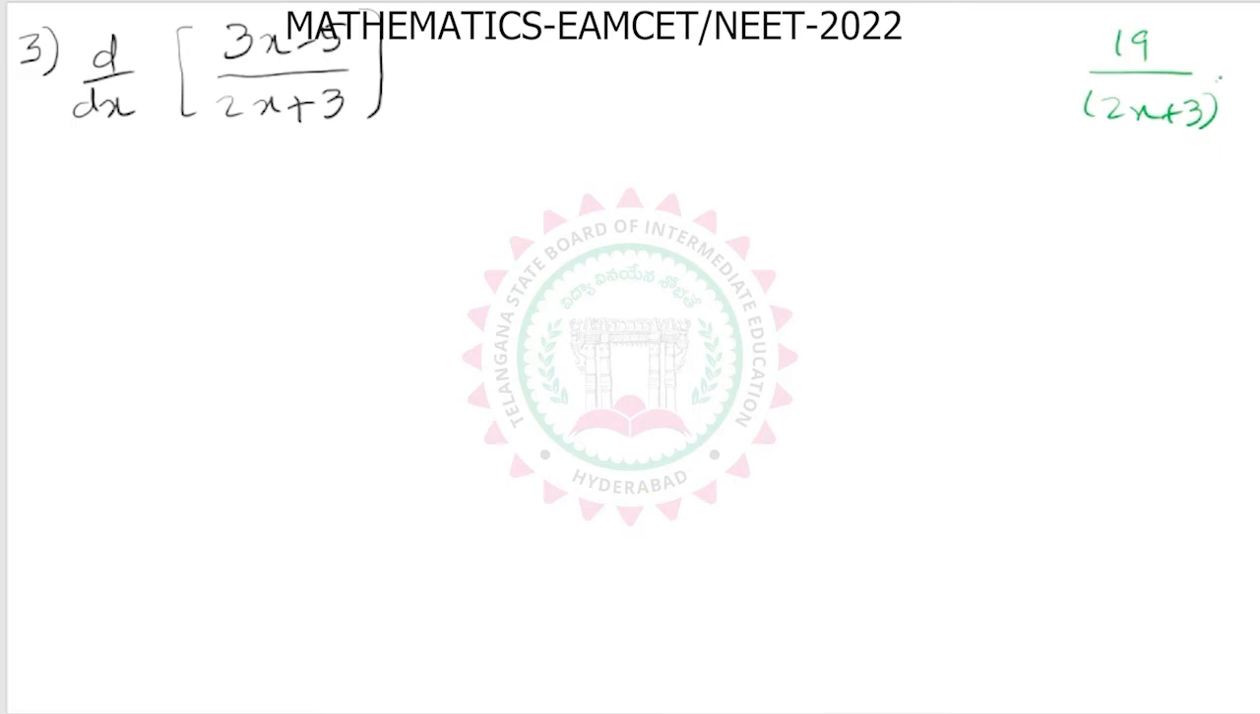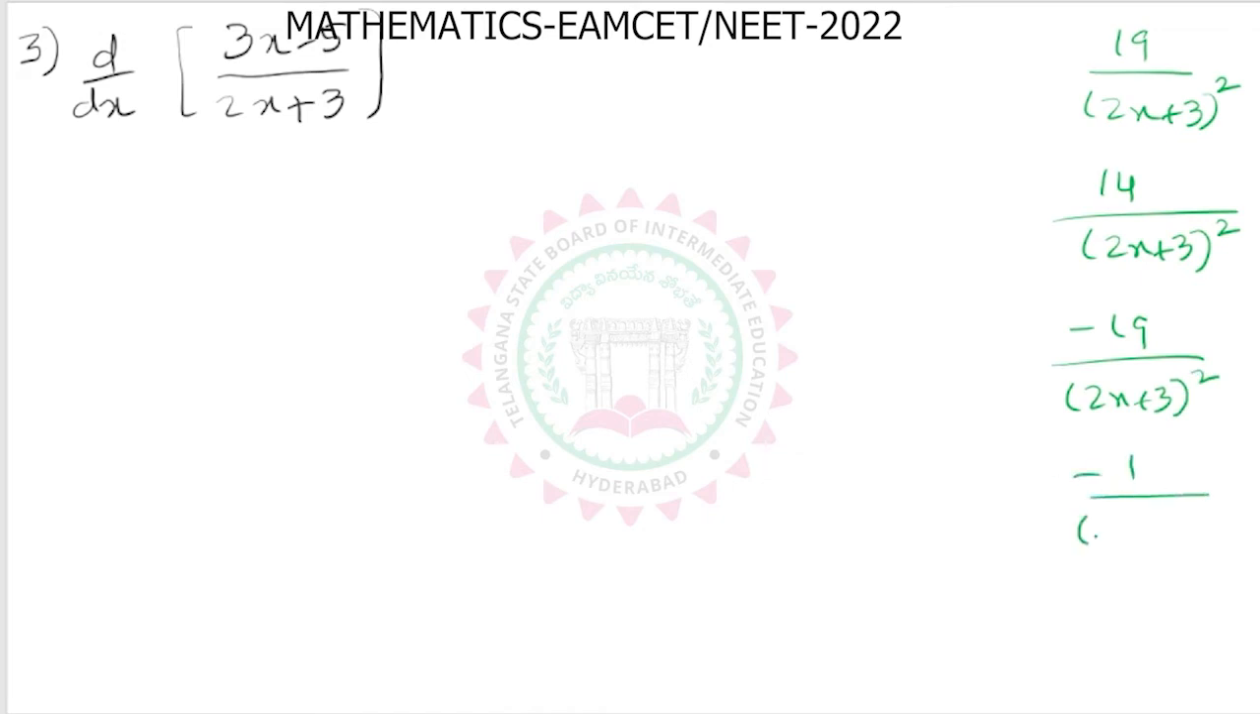Next question. d by dx of 3x minus 5 divided by 2x plus 3. These are the options. First is 19 by 2x plus 3 whole square. Second is 14 by 2x plus 3 whole square. Third is 9 by 2x plus 3 whole square. Fourth is minus 1 by 2x plus 3 whole square. Okay.